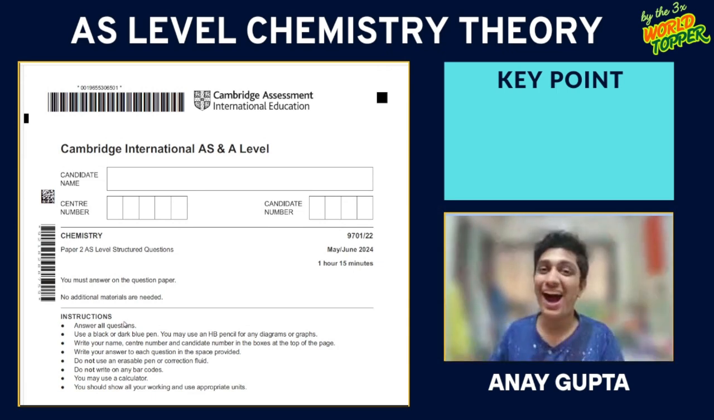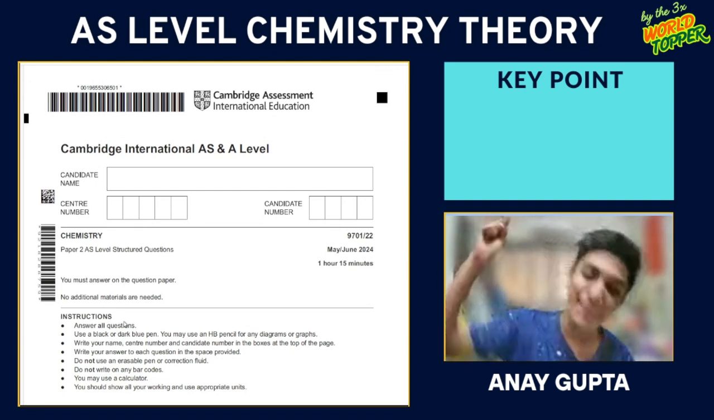India topper. I crushed this paper to become the AS level chemistry India topper. But I hate chemistry. I know you hate chemistry too. So let two haters of chemistry work together to figure out how to tackle this irritating paper.